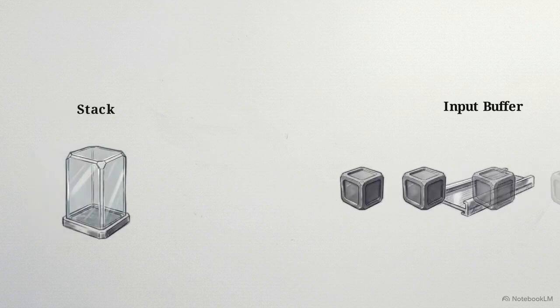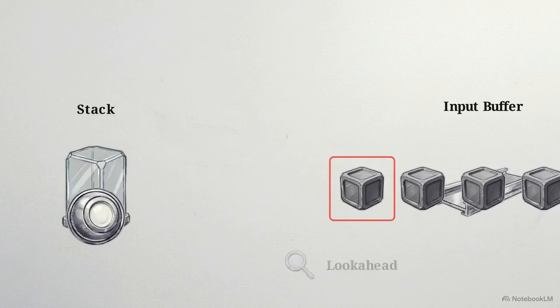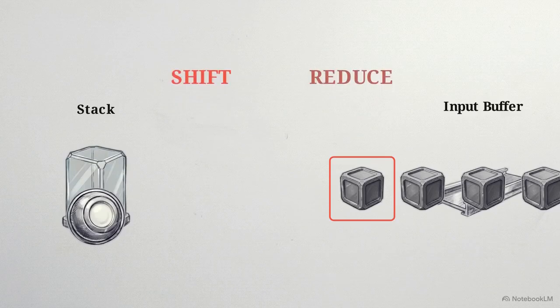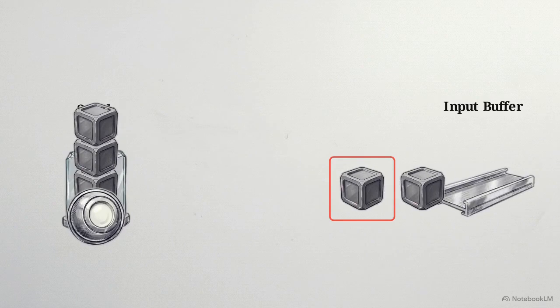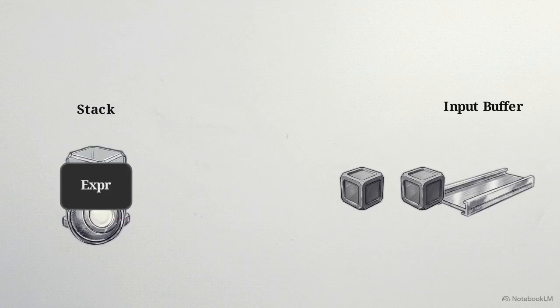A bottom-up parser scans the input buffer from left to right, building a derivation on the state stack. But it only has access to its current state and a single incoming token, called the lookahead. Based on that limited view, it has two choices. It can shift, pushing the new input token directly onto the stack, or it can reduce, collapsing a completed grammatical handle on the stack into a single structural node.